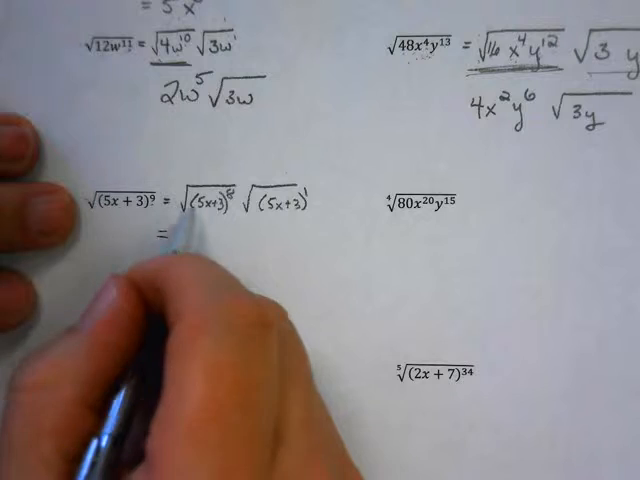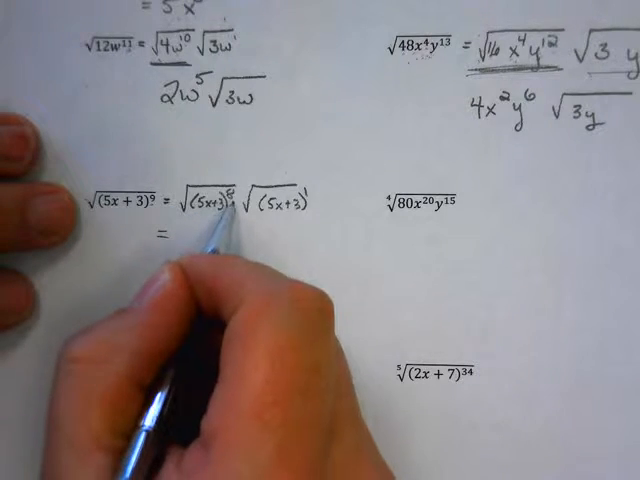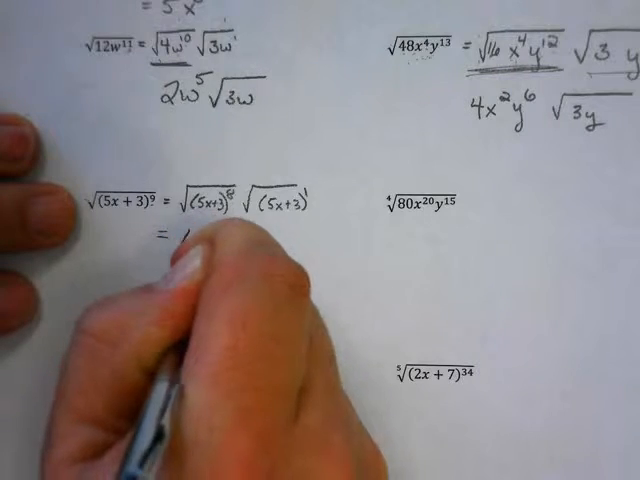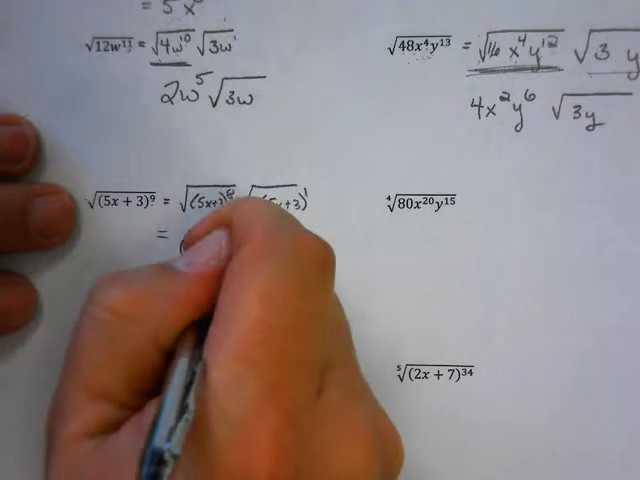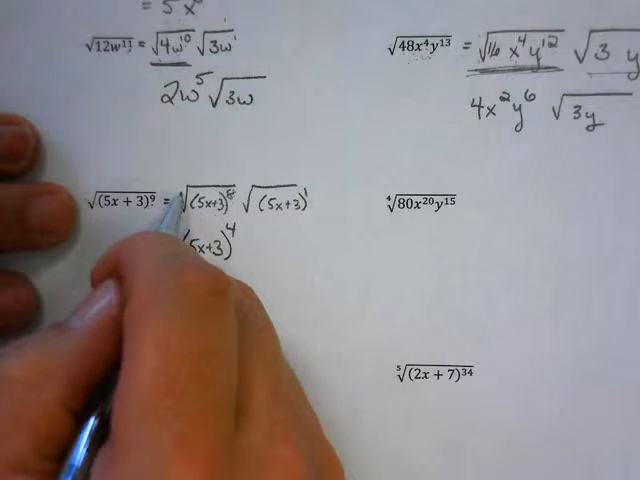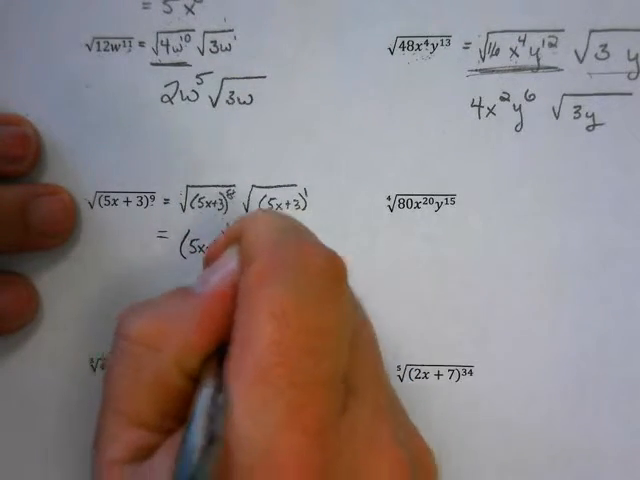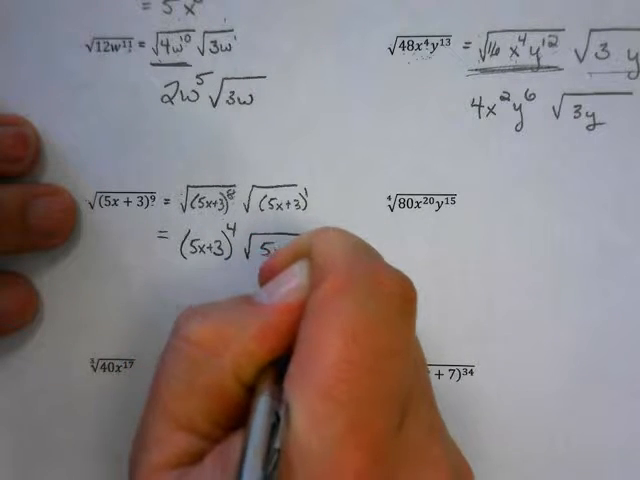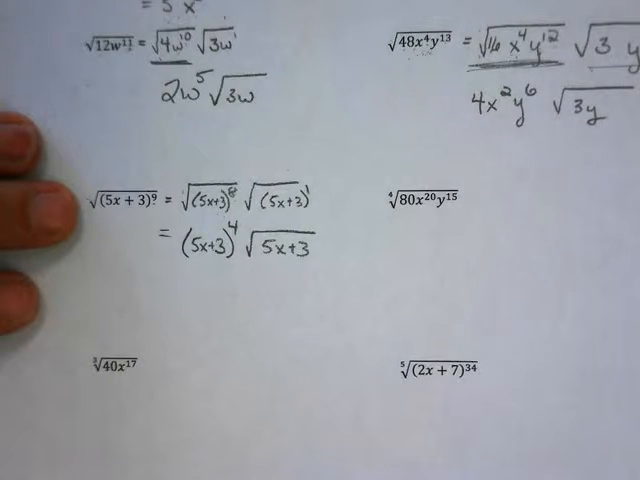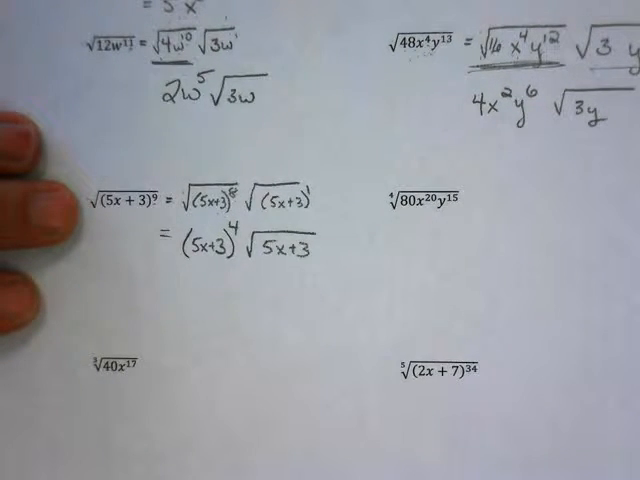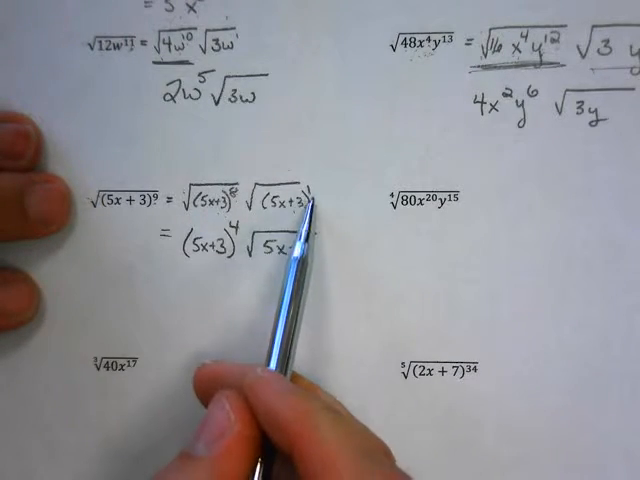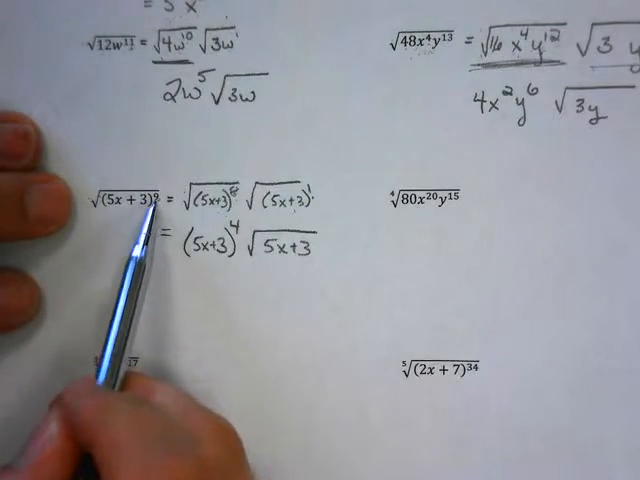So this equals, what's the square root of 5x plus 3 to the 8th? 5x plus 3 to the 4th. 8 divided by 2. That power divided by 2. And then we still have this 5x plus 3 under the square root. But that's it. You're pulling out the perfect ones, the perfect squares in this case. And we still have 1 left over because this isn't even.